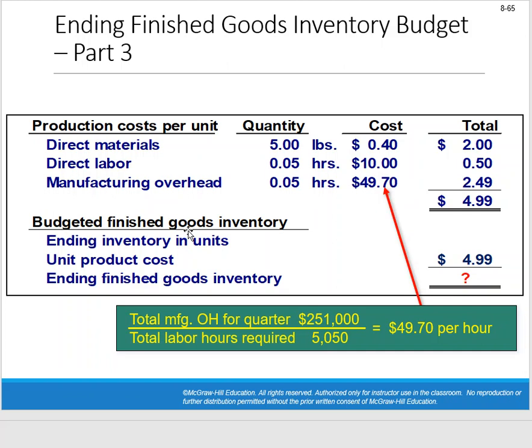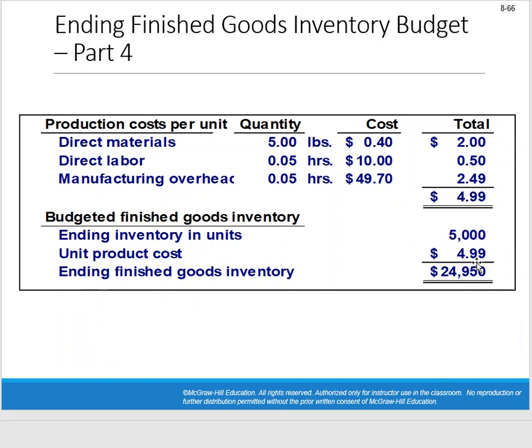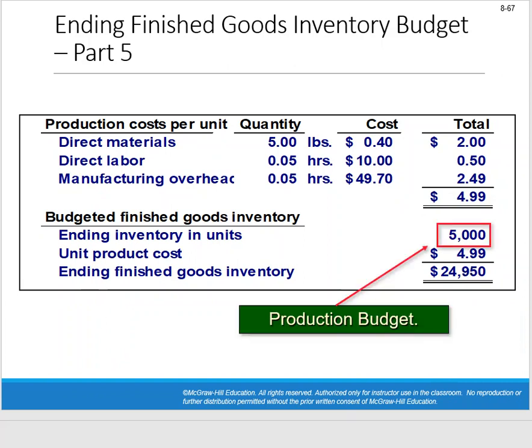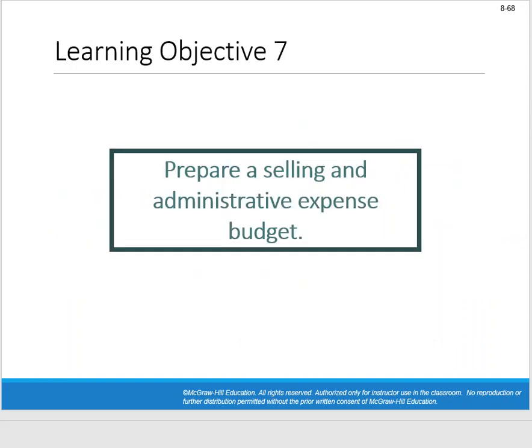So in terms of our budgeted finished goods inventory, we're going to take our ending inventory in units times $4.99, and we'll get our ending finished goods inventory. So how many units of ending inventory will we have? 5,000. We have 5,000 units. That came from our production budget a while back. Okay, so we didn't just now come up with that. That was from the production budget. So 5,000 units times $4.99, our ending finished goods inventory, which we'll need on our balance sheet, will be $24,950.